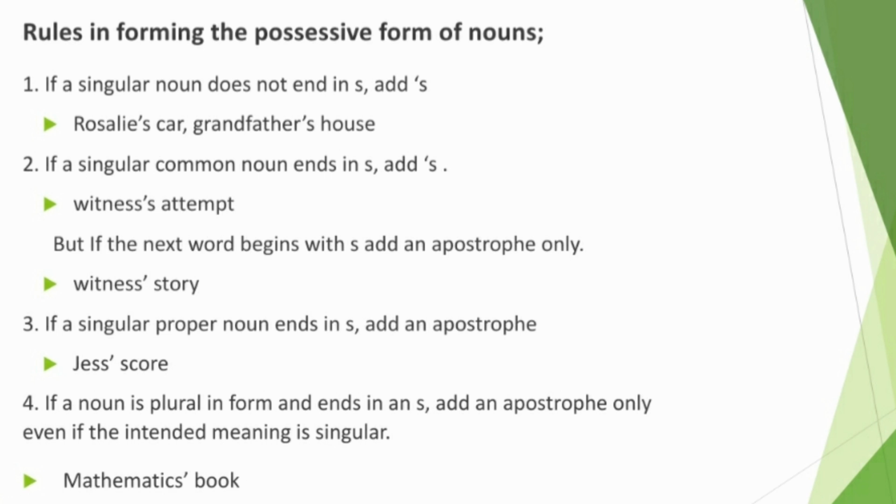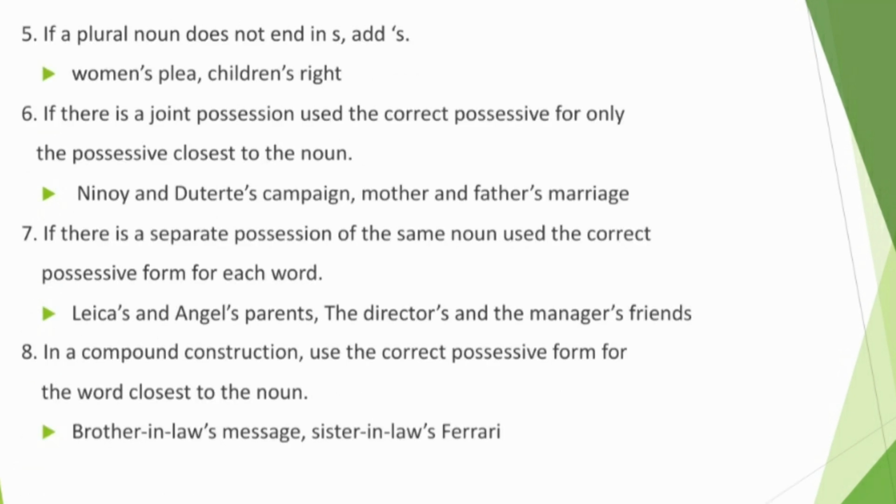Another rule, if a noun is plural in form and ends in an s, add an apostrophe only, even if the intended meaning is singular. Example, mathematics, book. Mathematics, apostrophe, book. Okay, mathematics' book. Another rule, if a plural noun does not end in s, add apostrophe s.